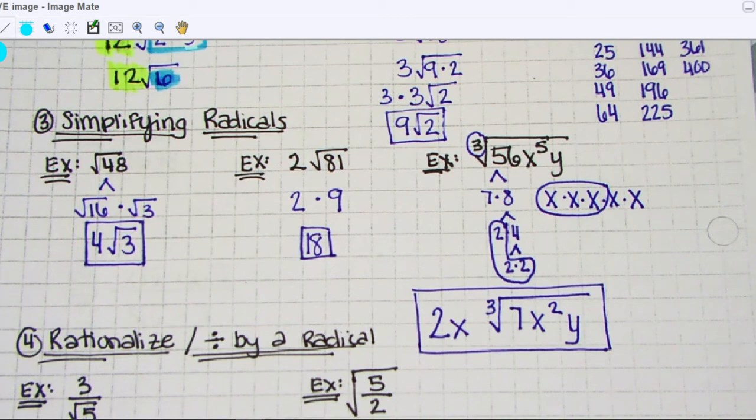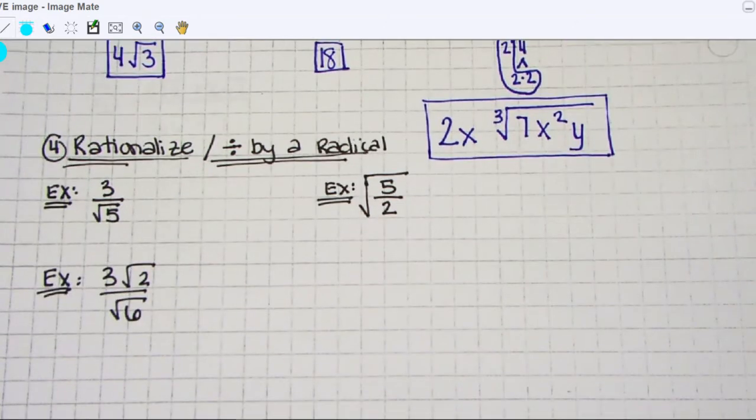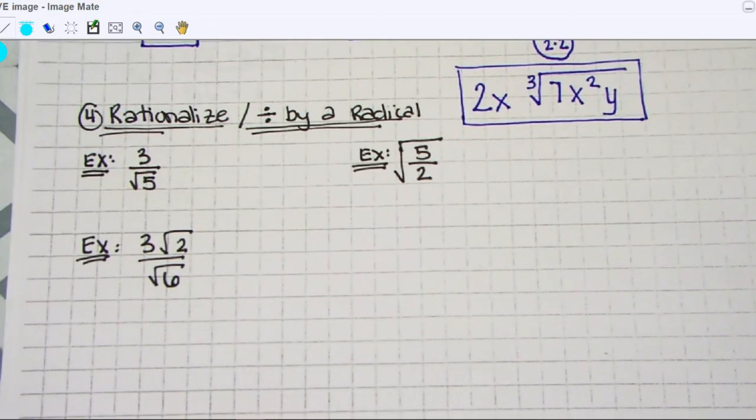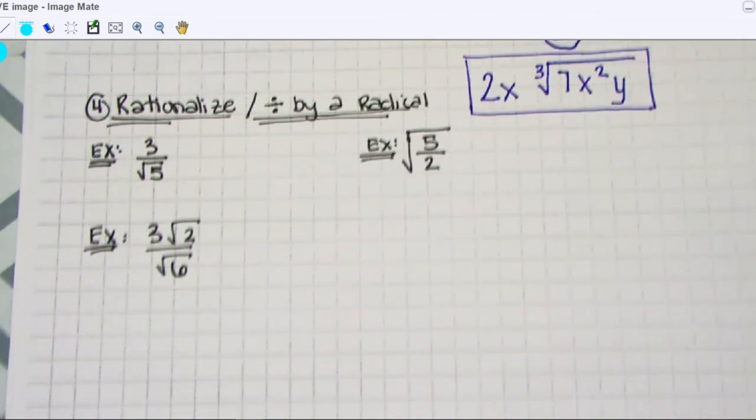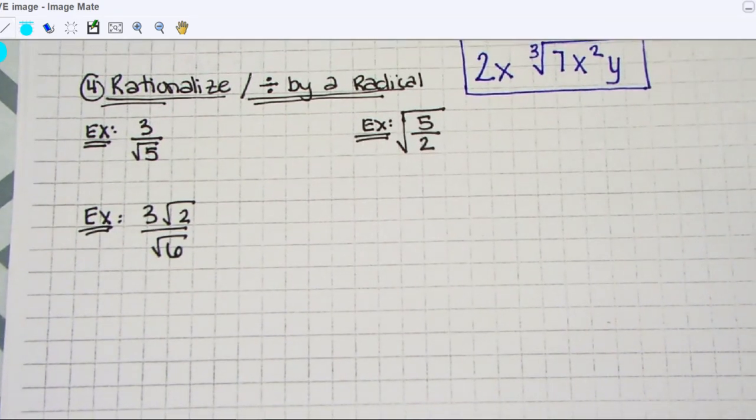Okay, rationalizing. Rationalizing, or dividing by a radical. It is not proper to have square roots in the denominator of a fraction. We just don't do that. So what that means is we have to change the way our fraction looks. Rationalizing doesn't actually change the value of the fraction. It changes the appearance of the fraction. Mathematically, it's the same value, but appearance-wise, the square root isn't there. How do I rationalize 3 over the square root of 5?